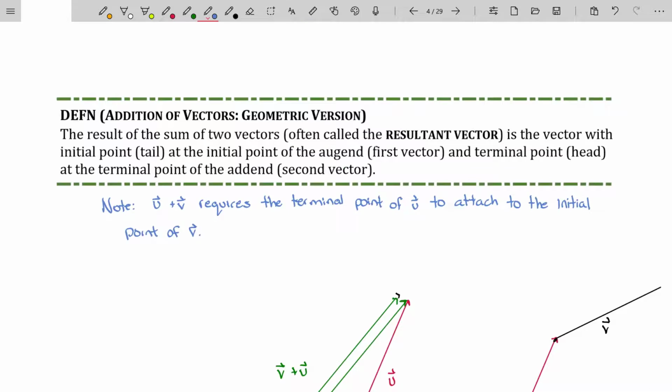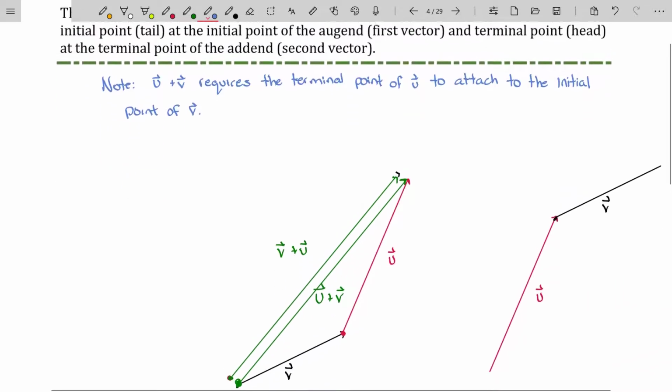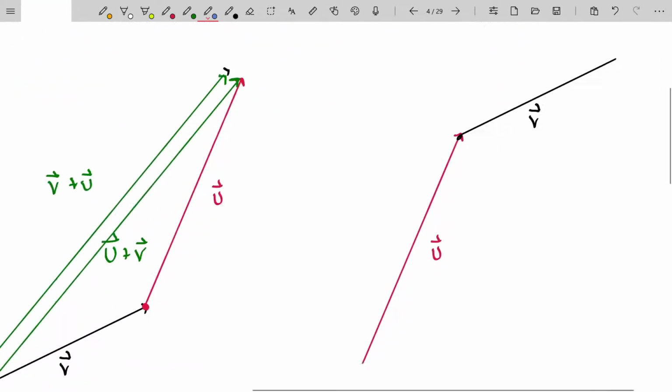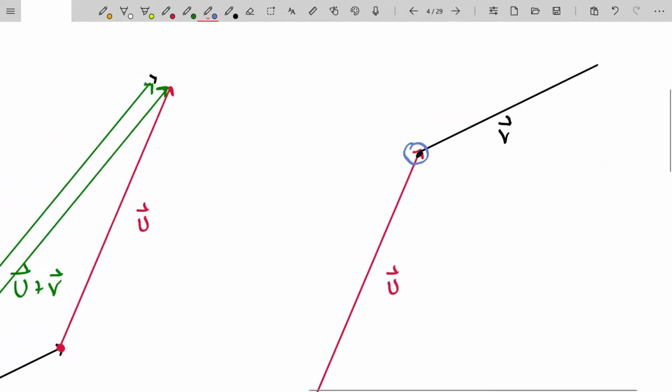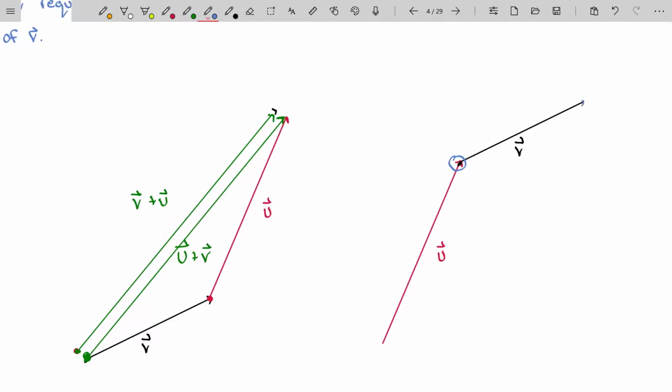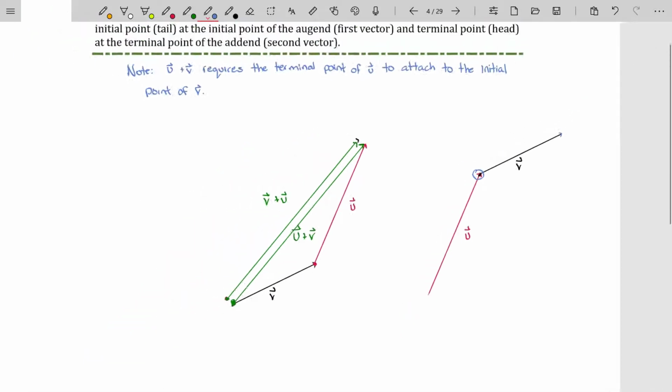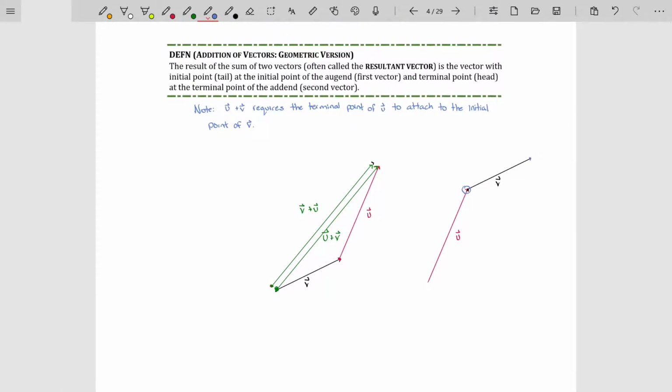And I've made the mention here that u plus v requires the terminal point of u to attach to the initial point of v. For example, there's u plus v happening right here. So the terminal point of u is attached to the initial point of v. That's what I mean by tail to head or head to tail addition: you attach the head of the first to the tail of the second, essentially. All right, so that's geometric addition of vectors.